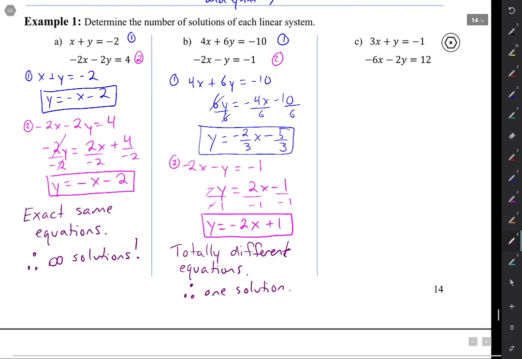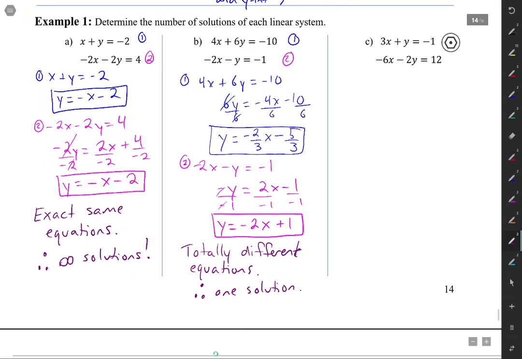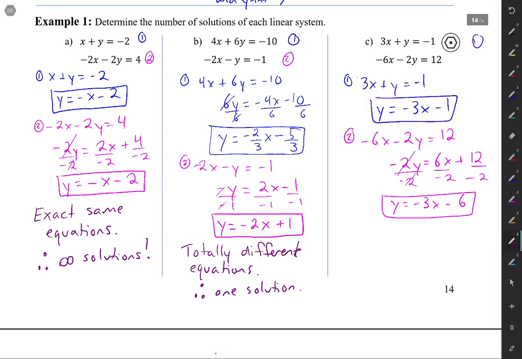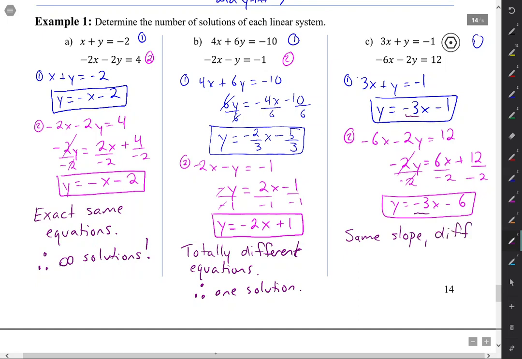And then for the final one, we'll put them both in slope-intercept form, and I'm just going to cut ahead while I do that. Okay, so I got our two equations for C, and as you can see in both of them, they have the same slope but different y-intercepts. So I'm just going to put here same slope but different y-intercepts, and because of that, they are never going to meet. There is no solution. So these are two parallel lines that will never meet and never touch. So there's no solution for those.